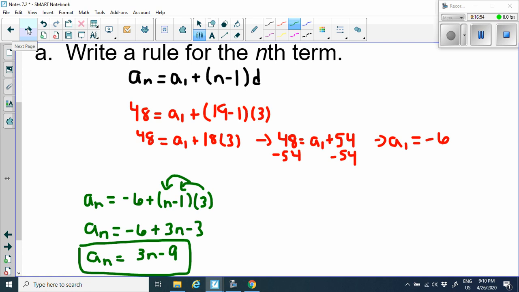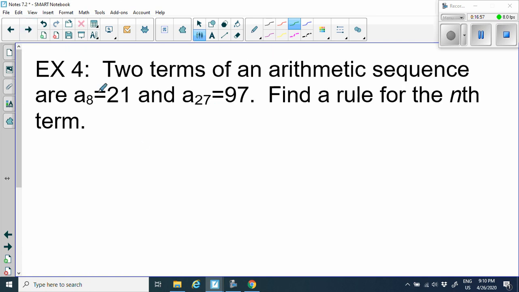Okay, let's go ahead and go to example 4. Here it says two terms of an arithmetic sequence are a sub 8 equals 21 and a sub 27 equals 97. We need to find a rule for the nth term. Notice here they have not given you the first term, a sub 1, and they didn't give you the common difference. So what we're going to do is plug both of these into the formula, and then do a system of equations to find our common difference, and then we'll figure out our a sub 1, okay?